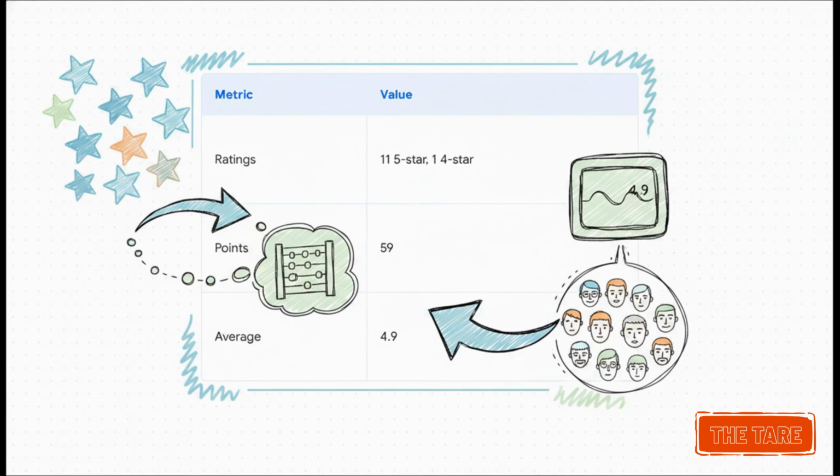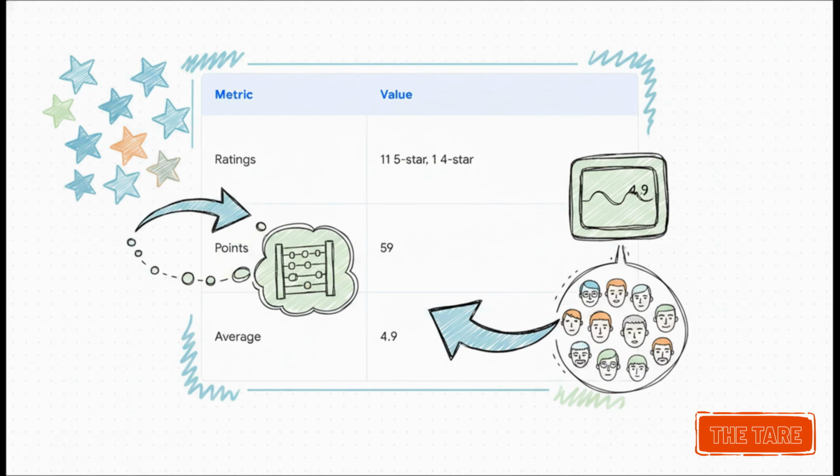Let's look at the arithmetic, because it is honestly pretty fascinating. How did product A get that 4.9? Well, an average is simply total star points divided by the number of ratings. Let's say product A has 11 5-star ratings and just one 4-star rating. That gives us 59 total star points. Divide 59 by 12 and you get 4.9167, which rounds beautifully to a 4.9.